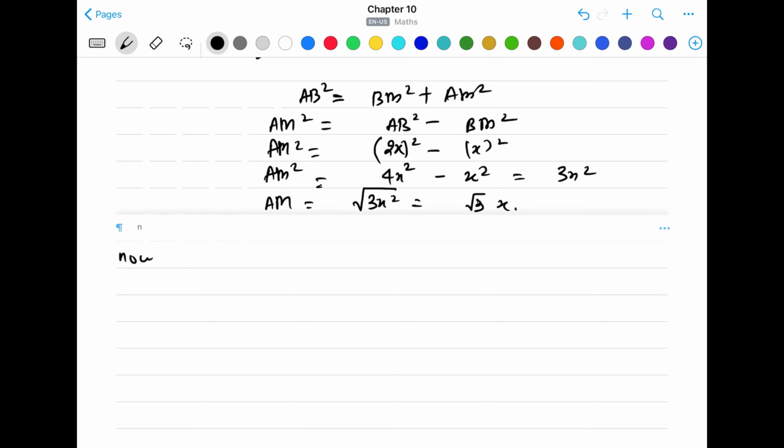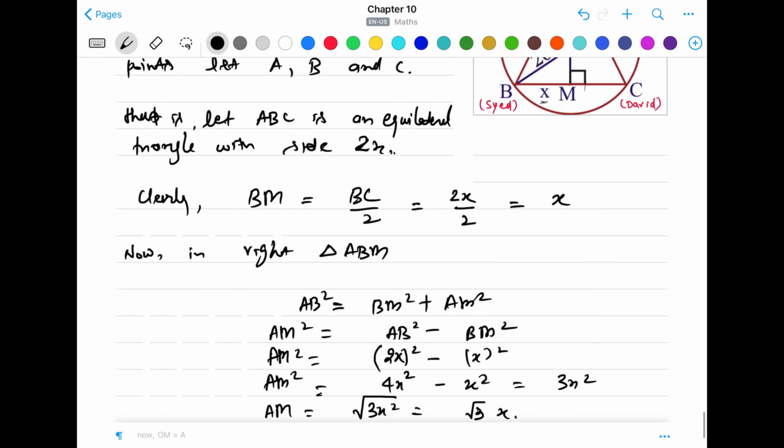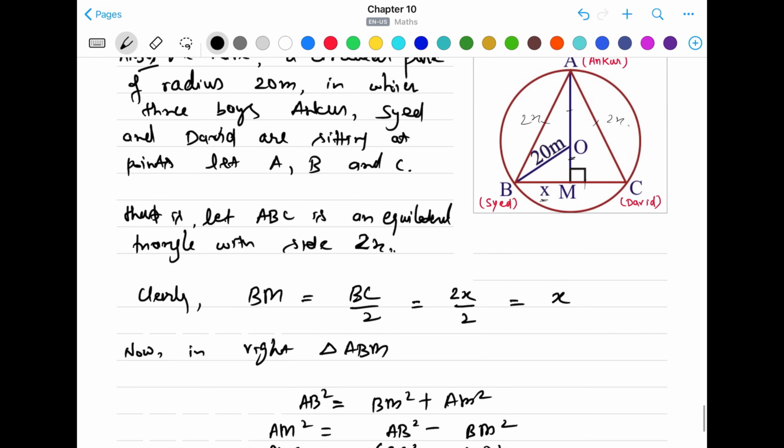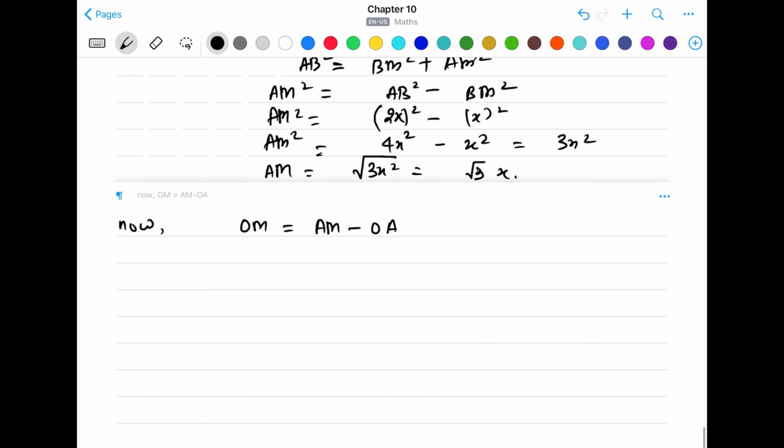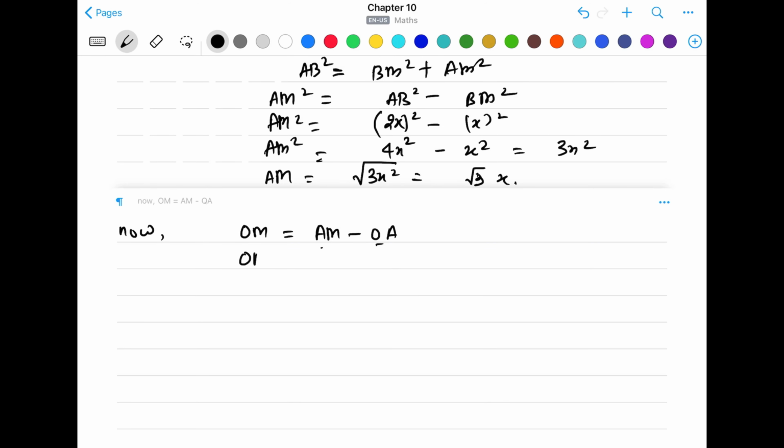Now we can write OM as AM minus OA. This side OM can be calculated by subtracting AO from AM. That means OM equals AM, which we have calculated here as root 3 x, and AO is the radius of this circle, that is 20. So OM we got as root 3 x minus 20 meter.